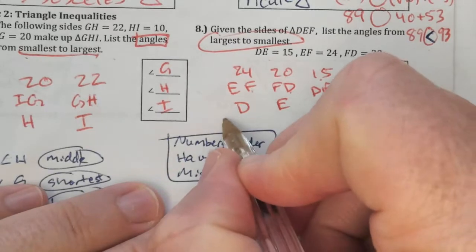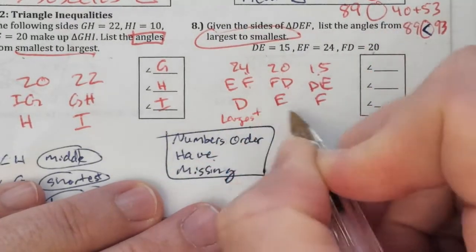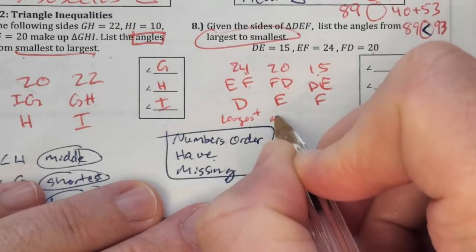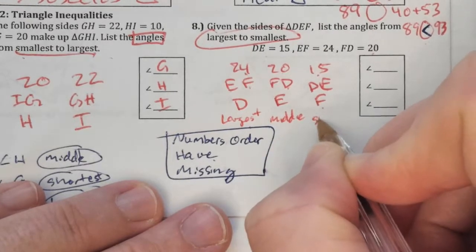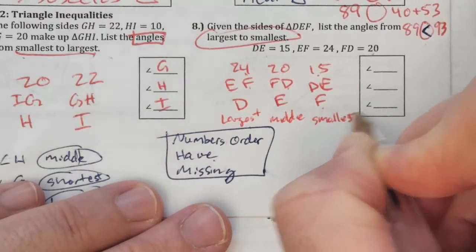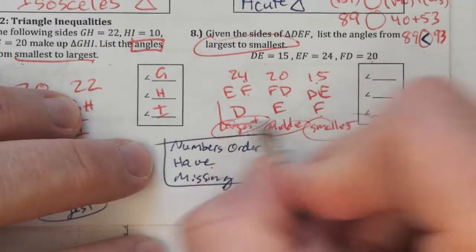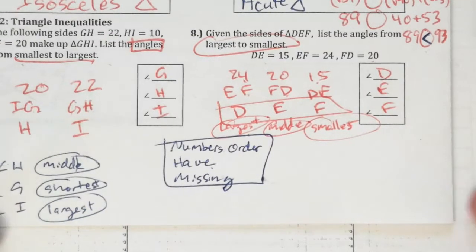In this case, this was the largest because the 24 was the largest, so this is the largest. Okay, E is the middle, and 15, that's the smallest. So you're just gonna have to drag over those words, just putting that out there for you, okay? But this was our answer right here, so D, E, and F, pointing that out. All right, let's go to the next page.